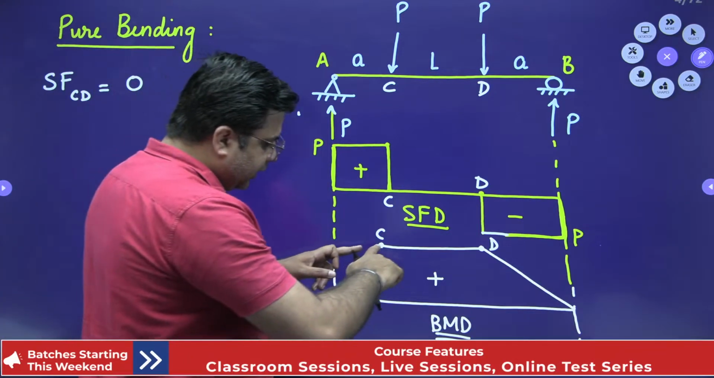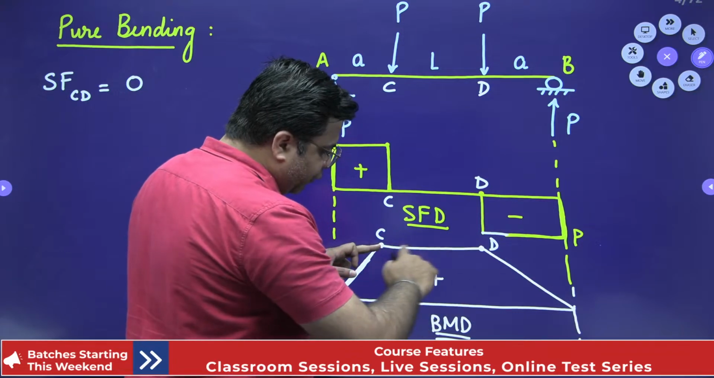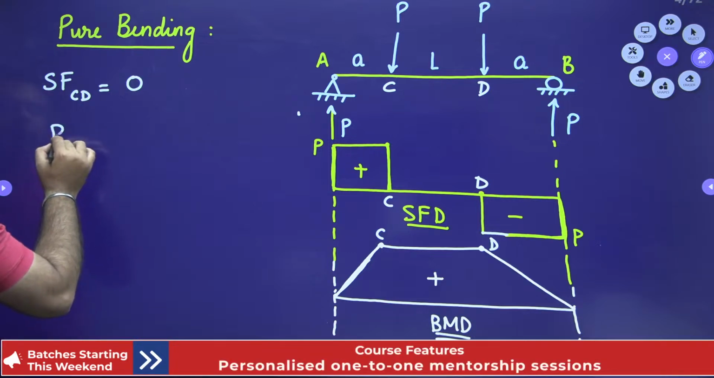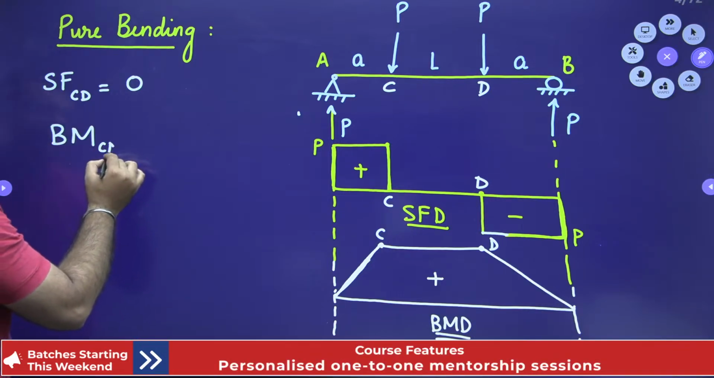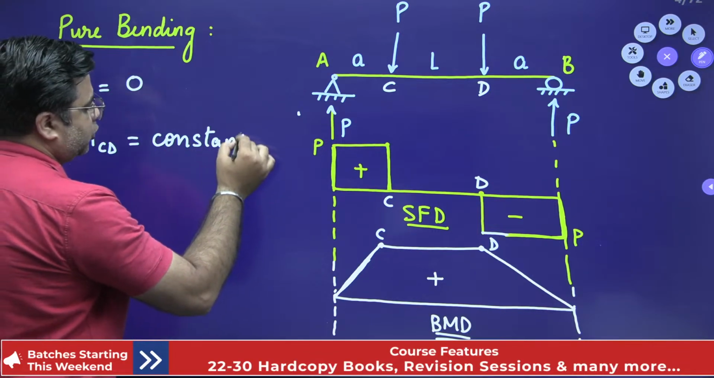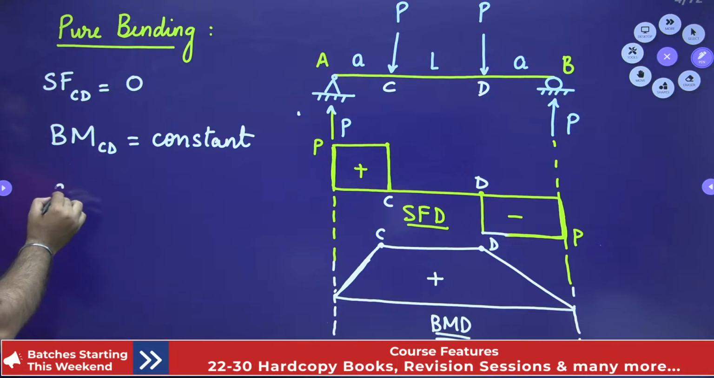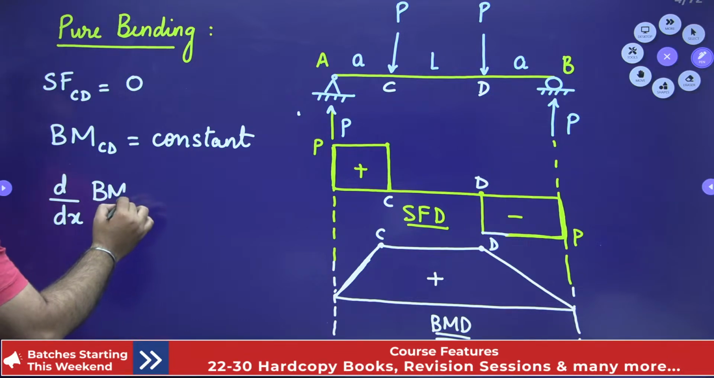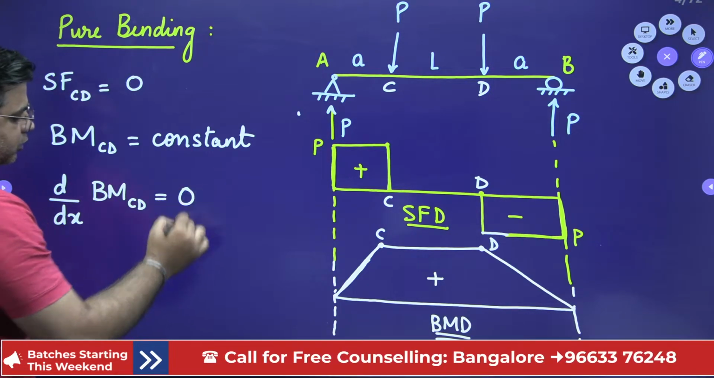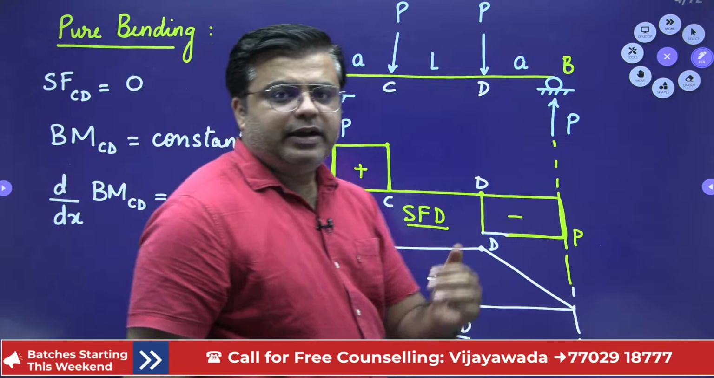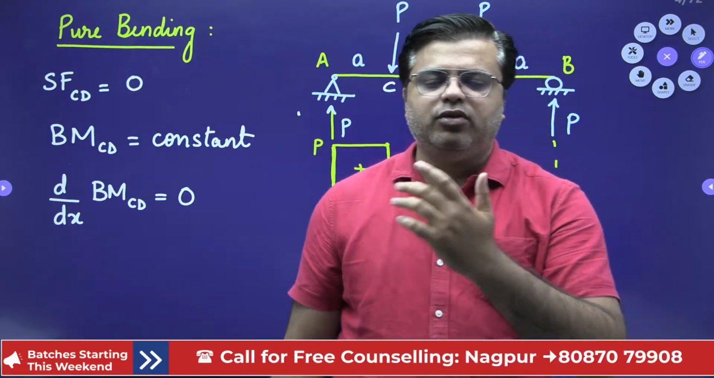Second thing is, the value of bending moment for this span CD is constant. So obviously, if bending moment is constant, d by dx of bending moment for span CD will be 0, right? And this we can identify since the value of shear force is 0. There is one relation that d by dx of bending moment is equal to the shear force.